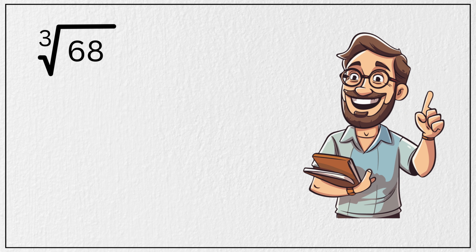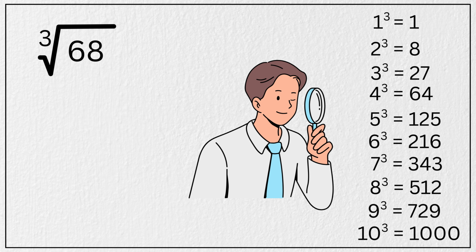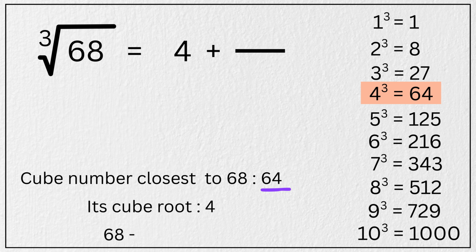Alright, let us start first with the cube root of 68. Step 1. Write down the cubes of all the numbers from 1 to 10 like this. Now find the perfect cube number which is closest to 68. Here it is 64, and its cube root is 4. Write this here so we know our answer is 4 plus some small fraction. Now take this 64 and subtract it from 68. That gives you 4. Put that in the numerator here.